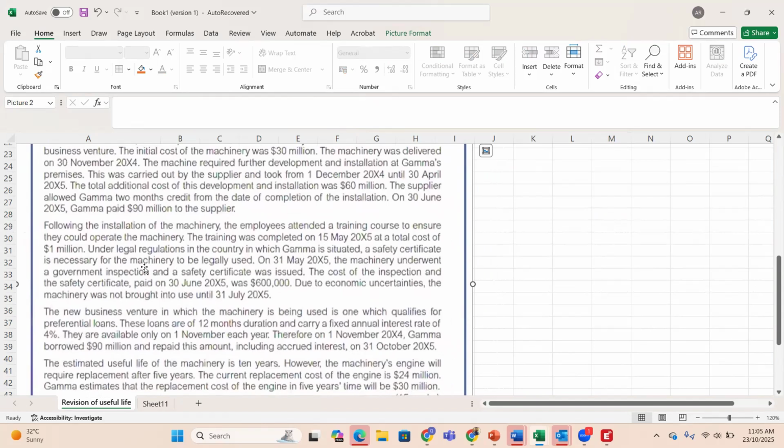Correct. The machine was delivered on 30th November and it was installed by 30th April 20X5. Can I use? It's ready to use, right? Should I capitalize this cost? Safety certificate. Yes, because to be legally used, you need that. So that means it is not ready for use yet. This would also be needed to be ready for use. Now we got the date at which it is ready for use. When is it ready for use?